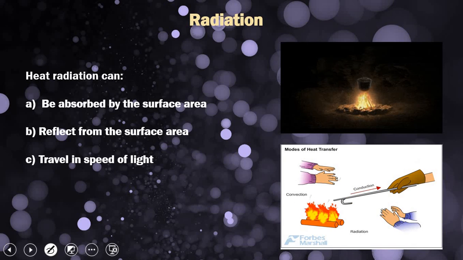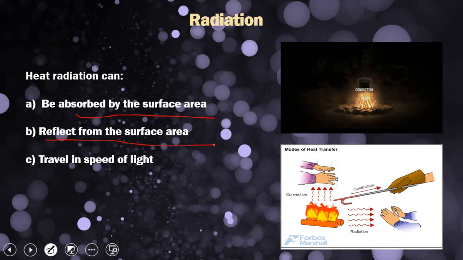If you do it, like when camping with your friends or your family, for example. So radiation can be absorbed by the surface area, reflected from the surface area, and travels at the speed of light. So if you go camping with your friends or your family and you put up a campfire, and you boil something, and you just stand near your campfire, you will feel the heat. This heat transfer is through radiation.